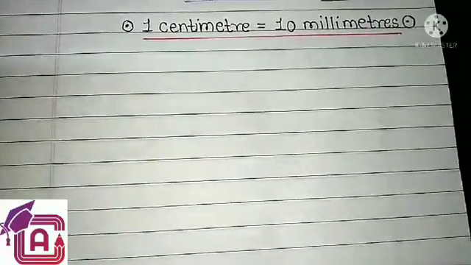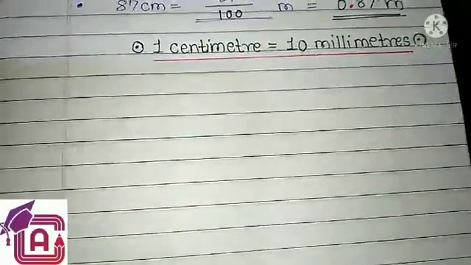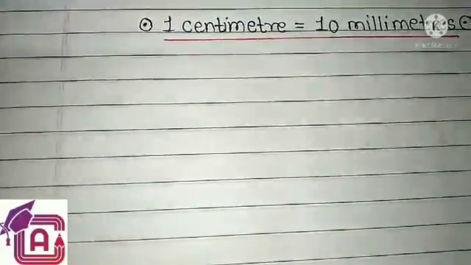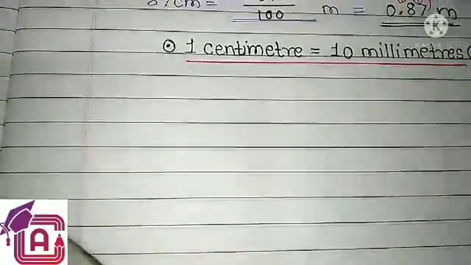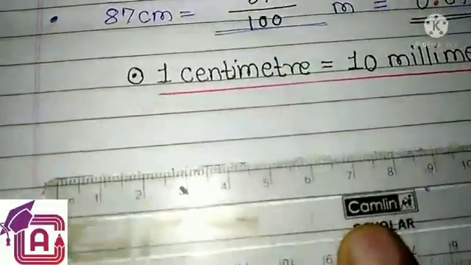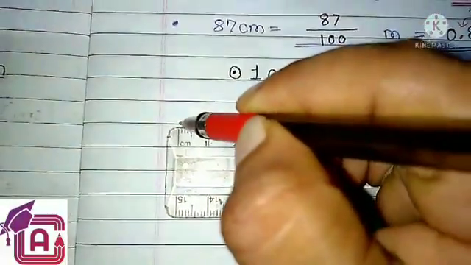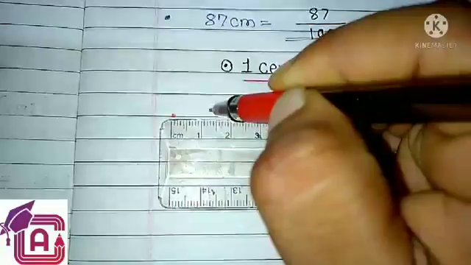Now look at the third conversion, which is the smallest unit of distance, that is 1 centimeter to 10 millimeter, which we commonly use. We know 1 centimeter is equal to 10 millimeters. So on our scale also, look at the distance, this is the 0 point and this is 1.